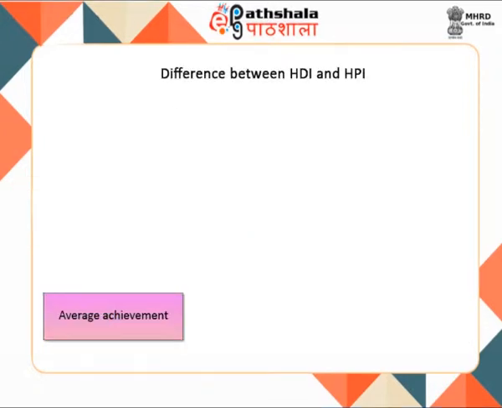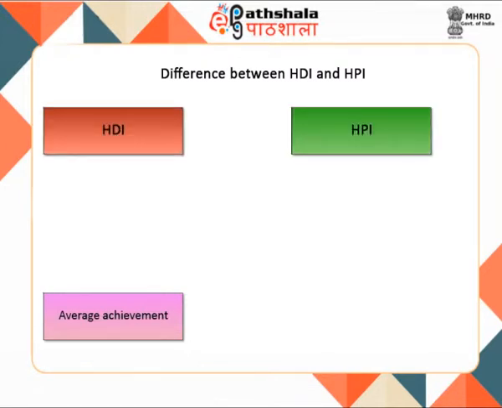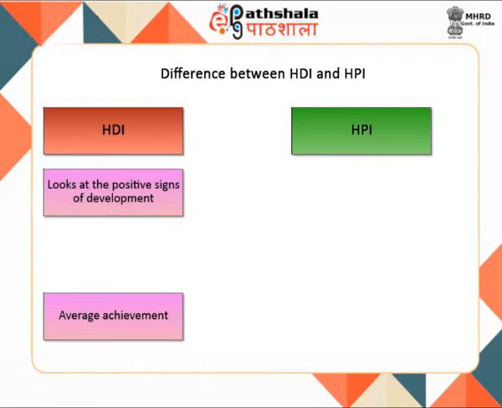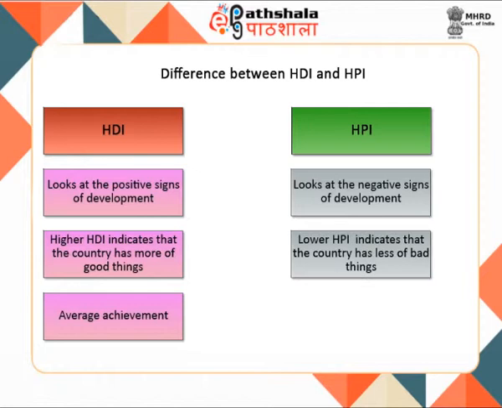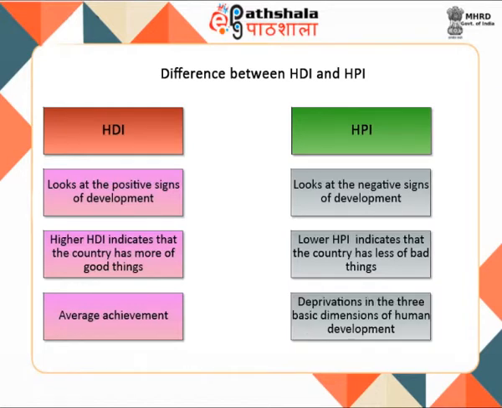Let's now discuss the difference between the Human Poverty Index and the Human Development Index. The Human Poverty Index (HPI) is quite similar to the HDI. The difference is the variables used, which again reflect the orientation of the two measures. The HDI looks at the positive signs of development, the HPI at the negative ones. A higher HDI indicates that the country has more of good things, an achievement. A lower HPI indicates that the country has less of bad things, a failure. While the HDI measures average achievement, the HPI measures deprivations in the three basic dimensions of human development captured in the HDI.